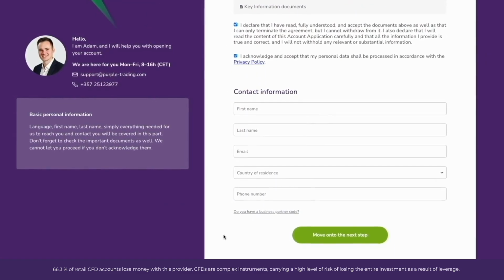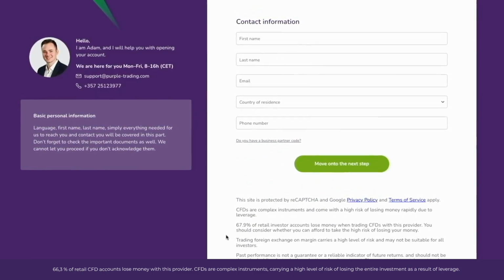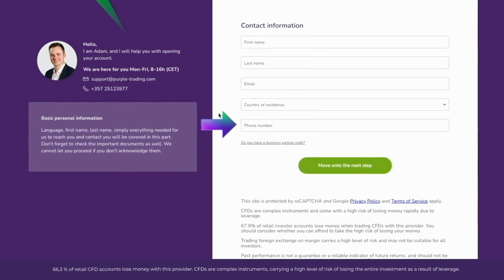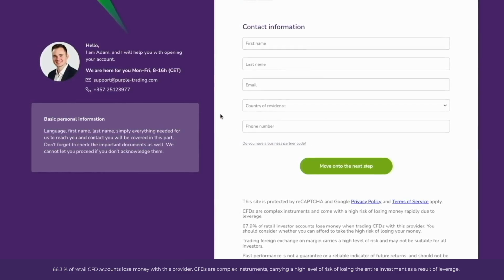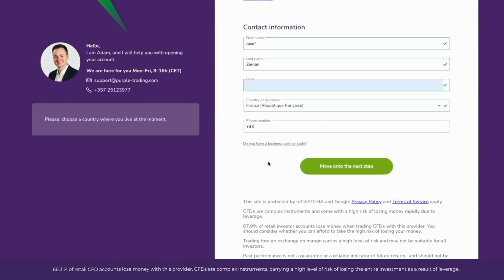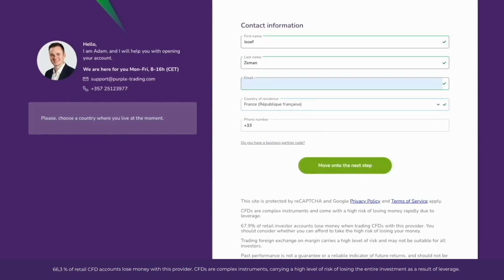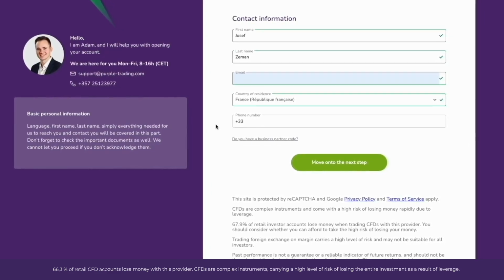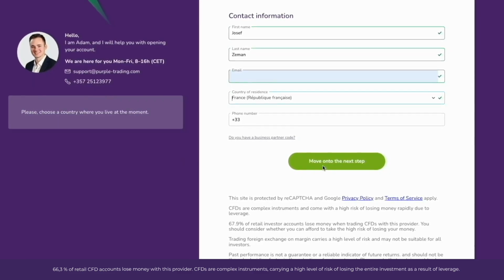After you have dealt with all the documentation, we'll ask you to fill in basic personal information, including a telephone number. Please be sure to enter this with the appropriate international dialing code. This will complete the first page of the registration form regarding basic personal information. You can then move on and begin to go through the details of your trading account setup.